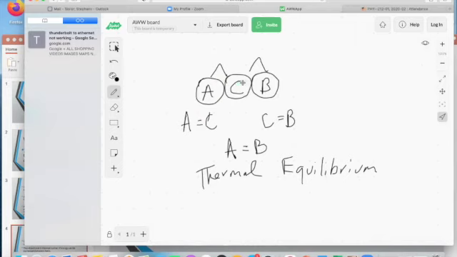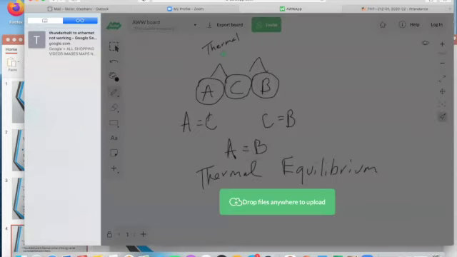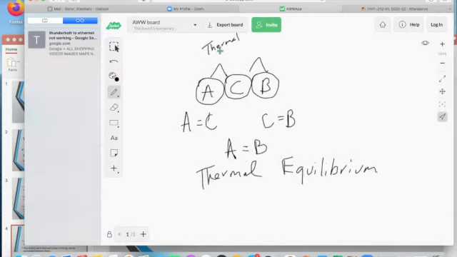Now, thermal contact just means that they're touching. So A and C are touching and C and B are touching. So they're making thermal contact. The ones that are touching each other are making thermal contact. And then although A and B are not touching each other directly, they are in thermal equilibrium because they are both in thermal equilibrium with C, which is the middle object between the two.